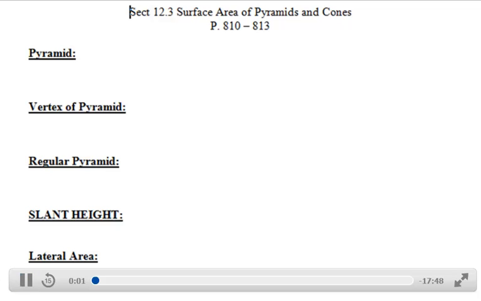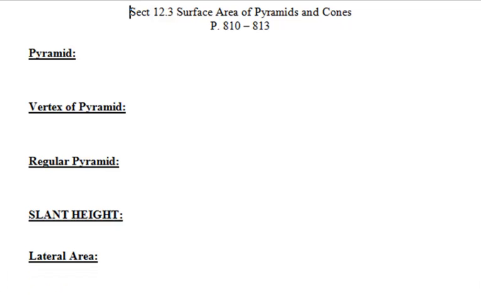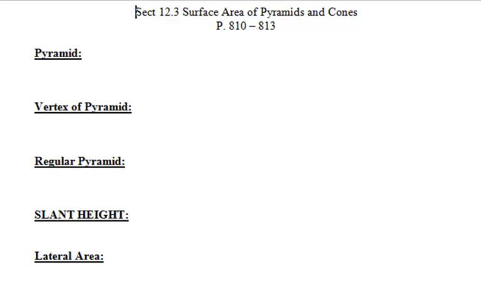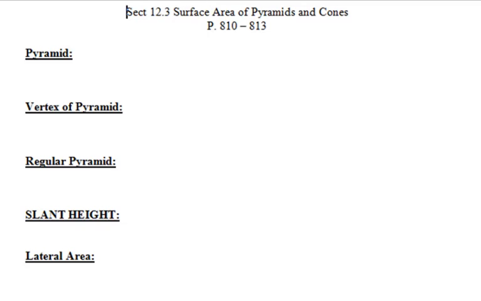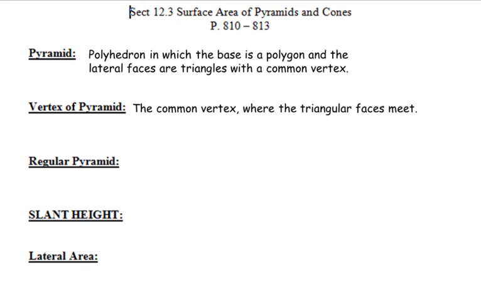Okay, everyone, we're going to work on section 12.3 now, which is surface area of pyramids and cones. So let's look at the first definitions. A pyramid is a polyhedron in which the base is a polygon. So one of the polygons that we've studied: rectangles, pentagons, hexagons, etc. And the lateral faces are triangles that have a common vertex. So they'll come up to one point.